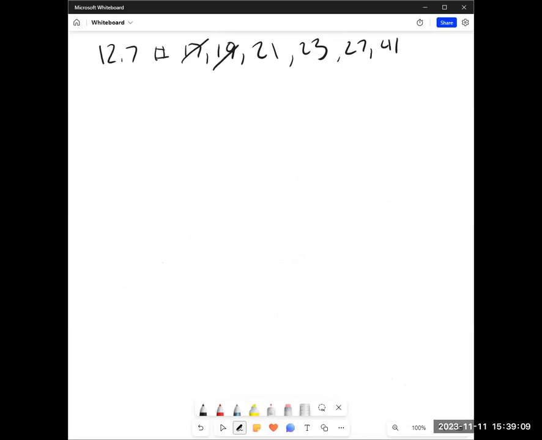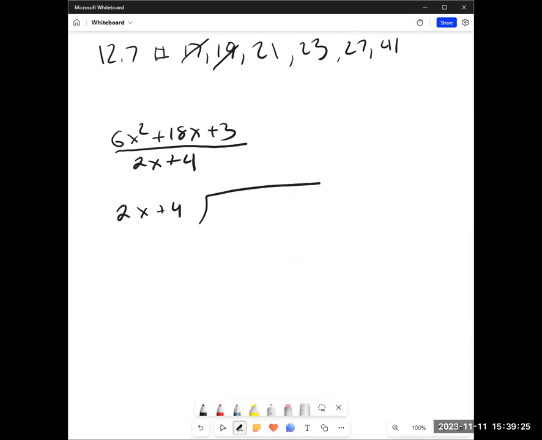We have 6x squared plus 18x plus 3 as our numerator, and 2x plus 4 is our denominator. 2x plus 4 goes on the outside. 6x squared plus 18x plus 3 goes on the inside. 6x squared divided by 2x is a 3x.